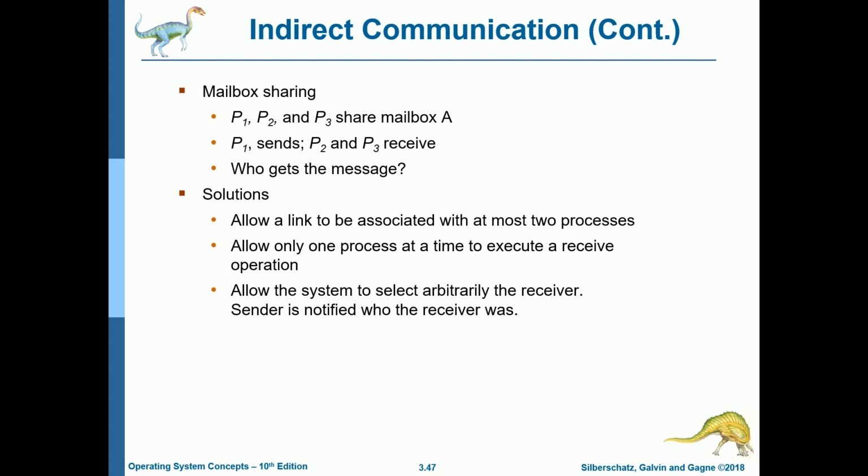Do we allow a link to be associated with two processes at most? Do we allow at most one process at a time to execute a receive operation? Or do we allow the system to select arbitrarily which process will receive the message? That is, either P2 or P3, but not both, will receive the message. Now the system may define an algorithm for selecting which one of these processes will receive the message. For example, round robin, where the processes take turns receiving the messages. The system may identify the receiver to the sender.